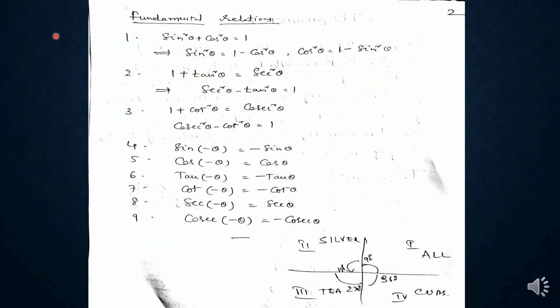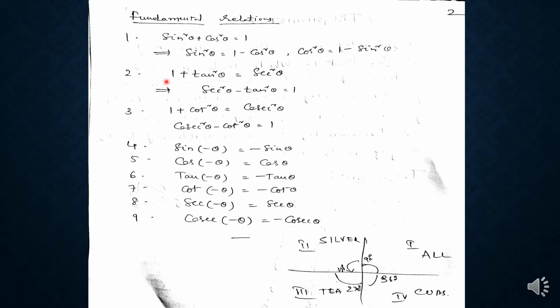Now some fundamental identities of trigonometry. You already studied these fundamentals also. Once again we recall the formulas and identities. The first fundamental identity is sin square theta plus cos square theta is equal to 1. That can be written as sin square theta is equal to 1 minus cos square theta, or cos square theta is equal to 1 minus sin square theta. So if we know the sin theta value, from this formula you can find the cos theta value. If we know cos theta, you can find the value of sin theta.